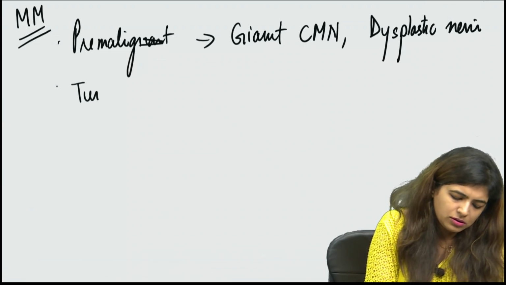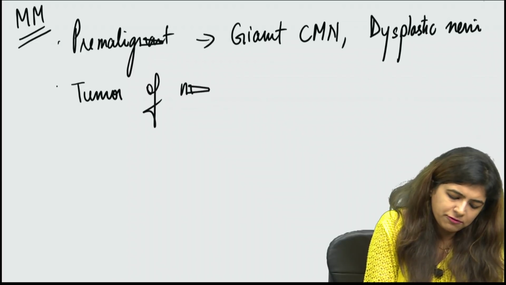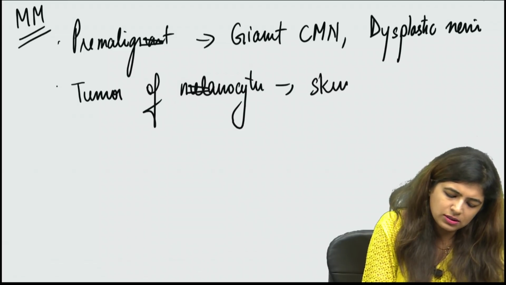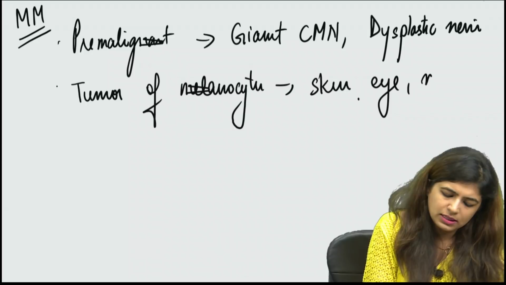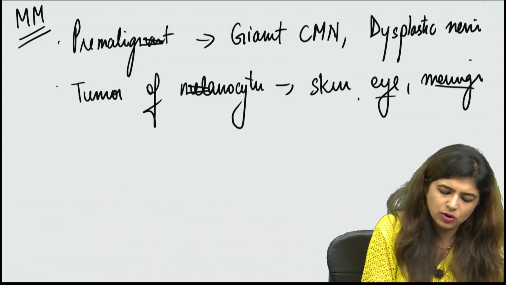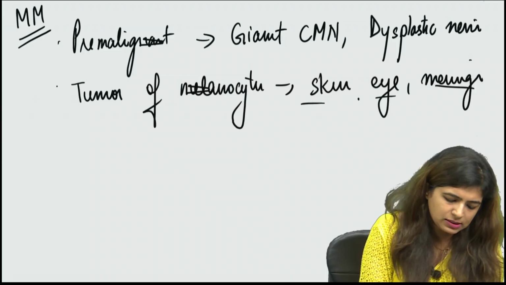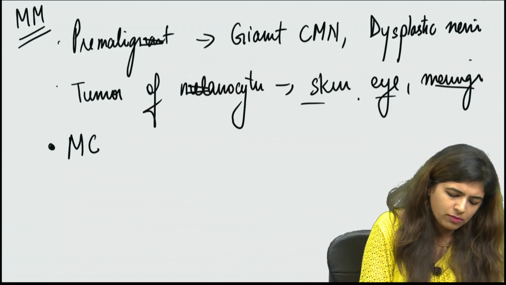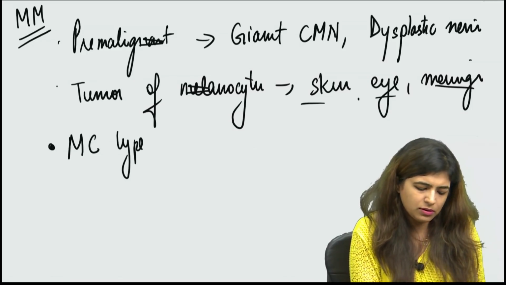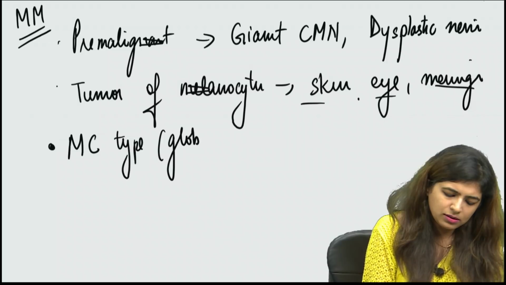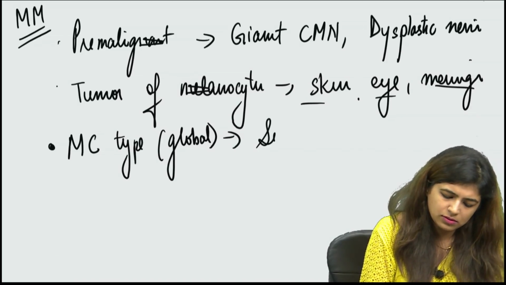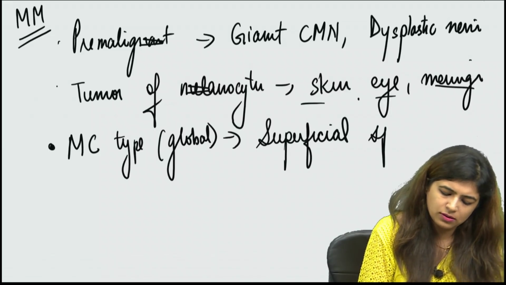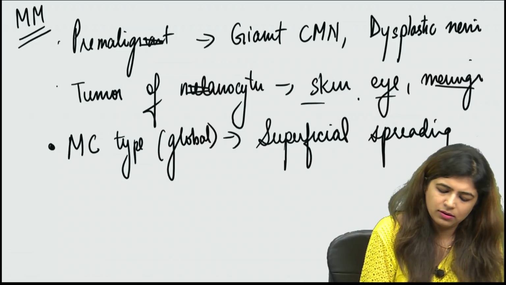This is a tumor of melanocytes. So this will be found not just in the skin, it can be found in the eye, in the meninges, wherever you have melanocytes. What are the types? The most common type all over the world is the superficial spreading type.